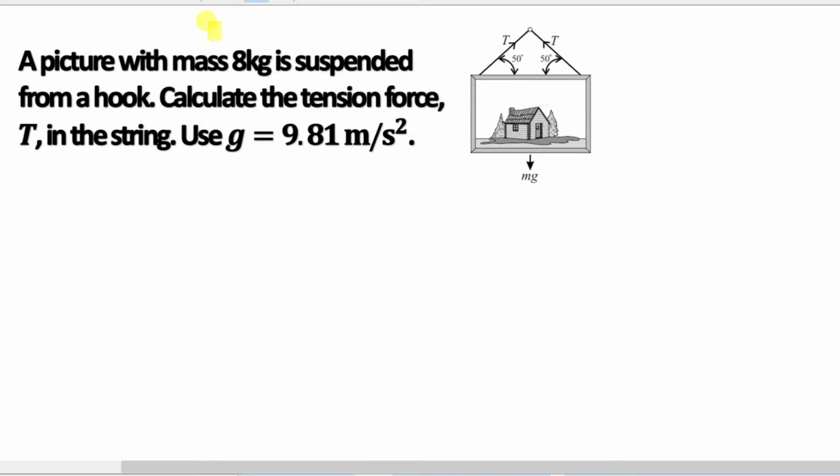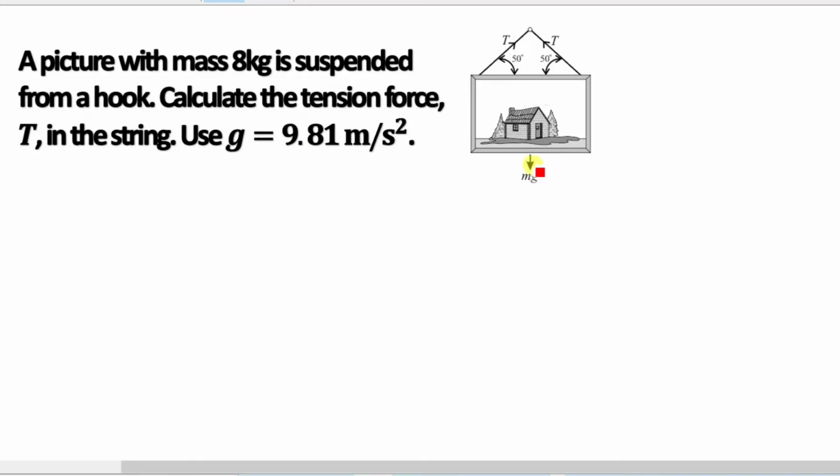So we have a picture with mass 8 kg suspended from a hook, okay? Calculate the tension force T in the string. So we're talking about these T's right up there. Now they want us to use the gravitational constant value of 9.81. So let's stick with that.